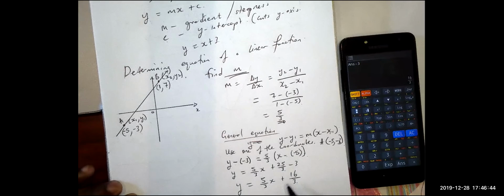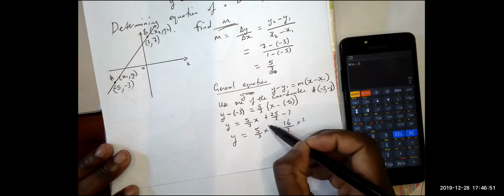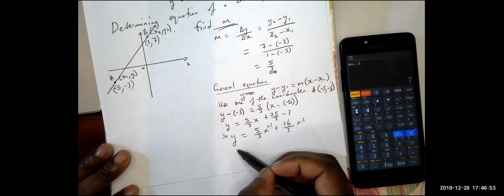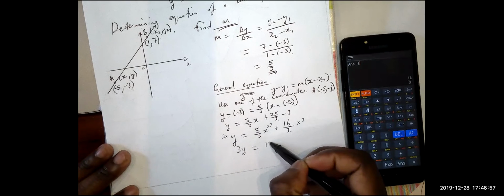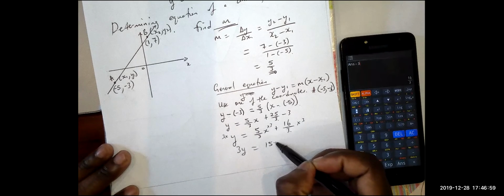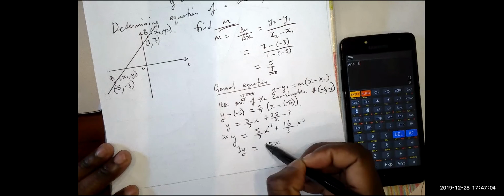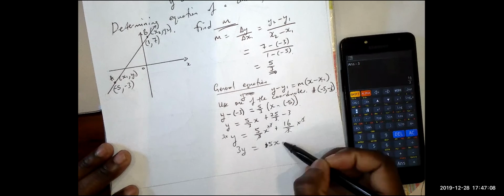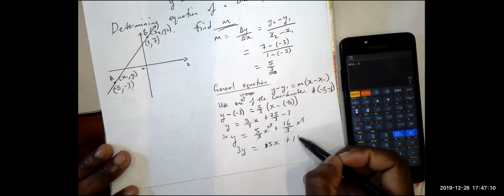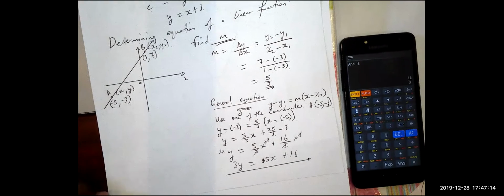Now, what do you need to do to remove the fraction there, the 3? You multiply throughout by 3. So you get 3y is equal to 15, 15 what? 15x, okay? Oh, no, not 15x, sorry. Because this one is going to cancel, this one is going to cancel. So it's going to be equal to 5x plus 16, okay? That's our answer there. That's the equation of the line, okay?